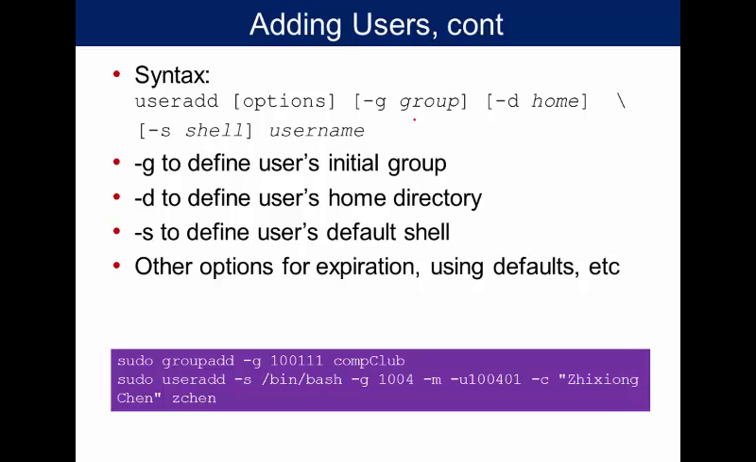But efficient management of users requires the grouping of users. So this is also very, very useful. So -g defines the user's initial group, -d the user home directory, -s the shell. Actually, before you issue a shell to a specific user, that shell needs to be available. Ubuntu has a bash shell.